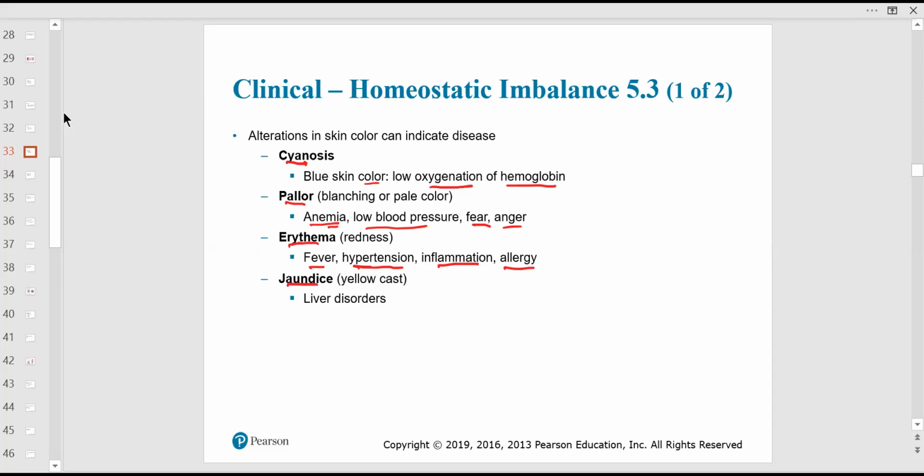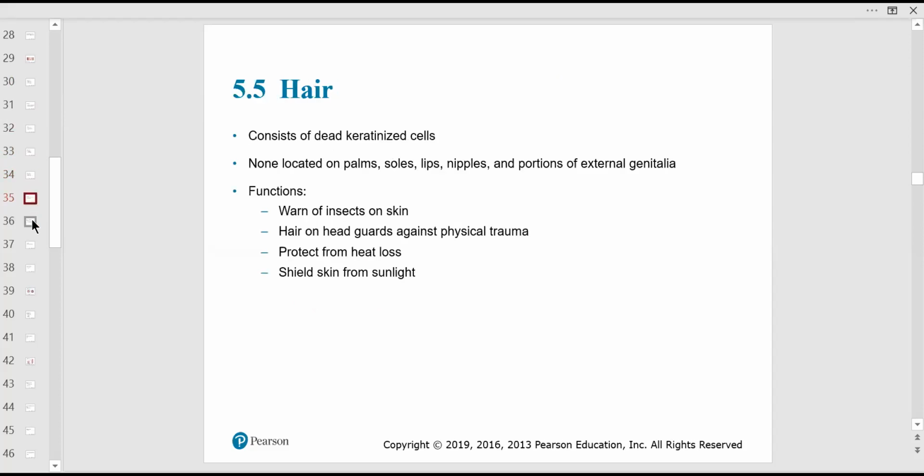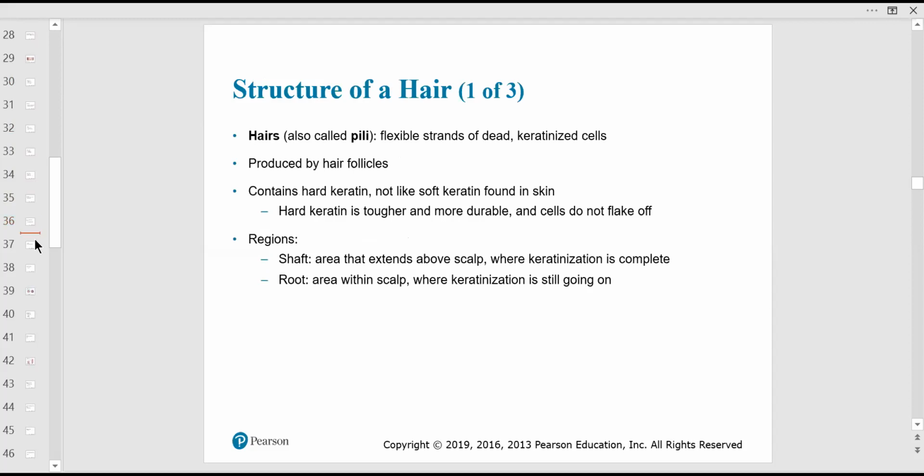Jaundice is yellow, and that's liver disorders. So let's see what else is on this PowerPoint. I got to get you a more straightforward PowerPoint because this looks definitely more lecture related.